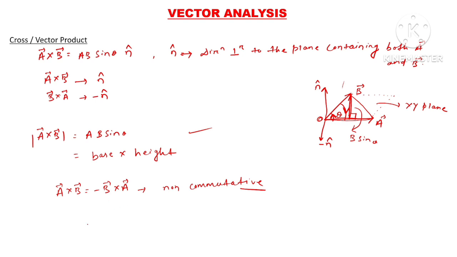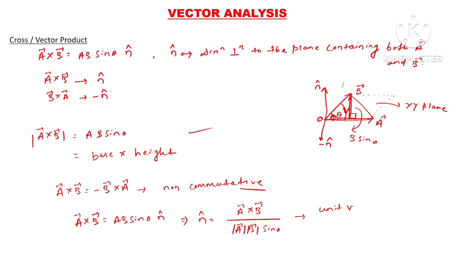So another thing, how can you find out the unit vector perpendicular to A and B from this? As you can see here, A cross B is equal to AB sin theta n cap. From this we can easily find n cap is equal to A cross B divided by magnitude of A into magnitude of B sin theta. This gives us the unit vector perpendicular to A and B. Okay. I think this part is clear.